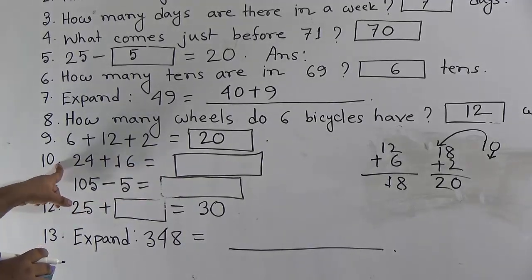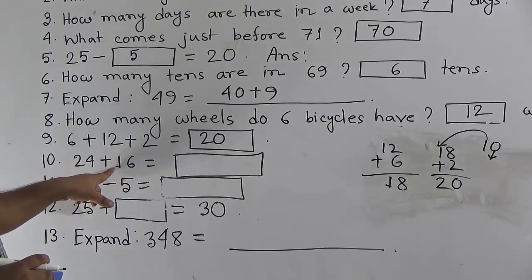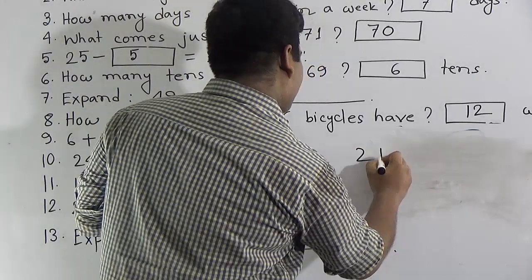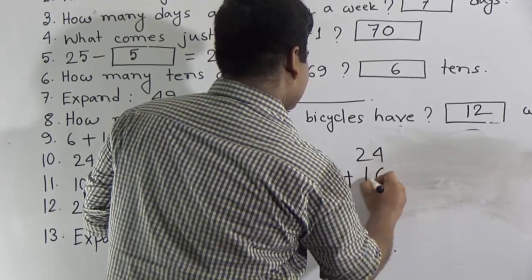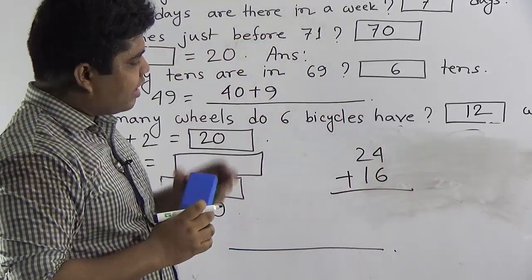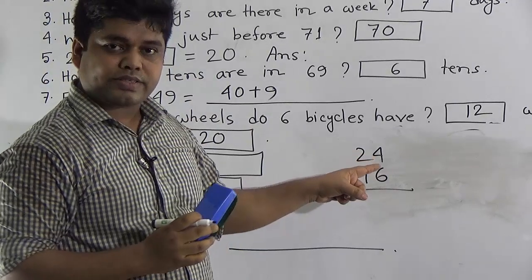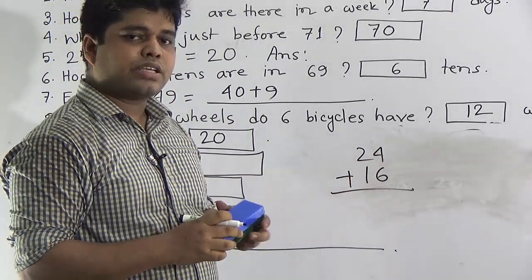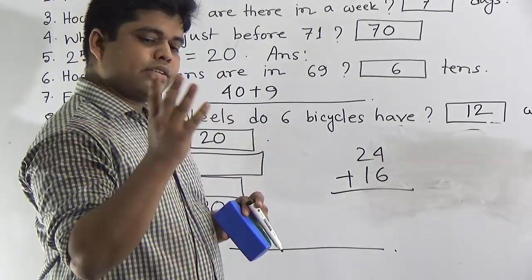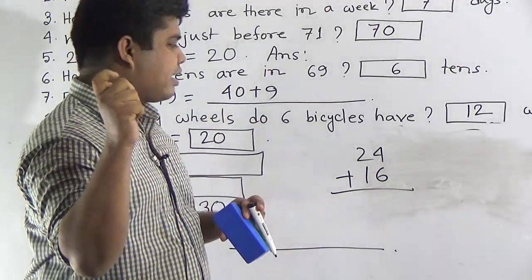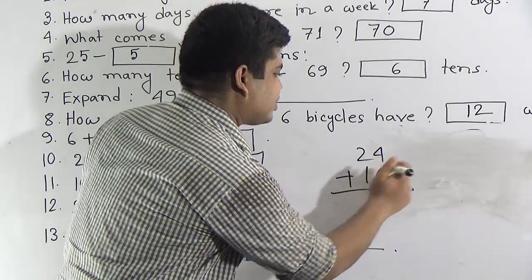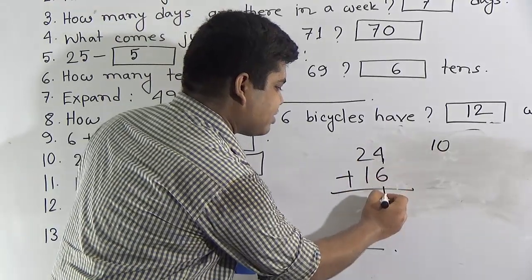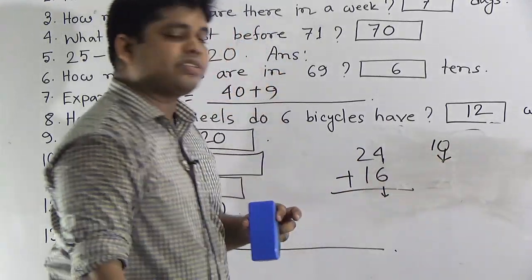Okay. Our next question is 24 plus 16. So let us solve first. 24 plus 16. So here first of all we add the ones place number, that means 4 and 6. What is the addition of 4 and 6? 4 and 6 is 7, 8, 9 and 10. So if we add 4 with 6, then we get 10. As this is the place of ones, so we write the ones place digit only.